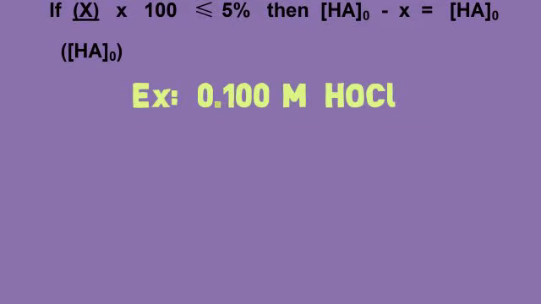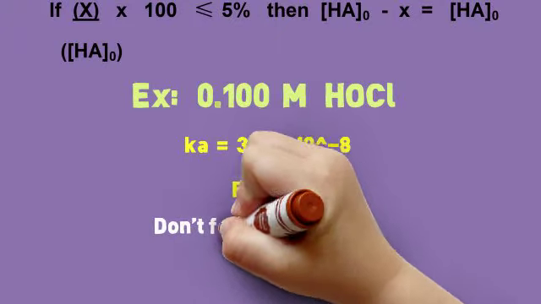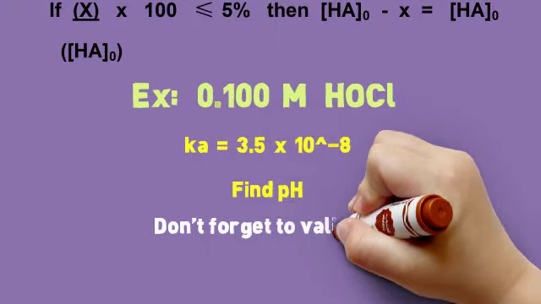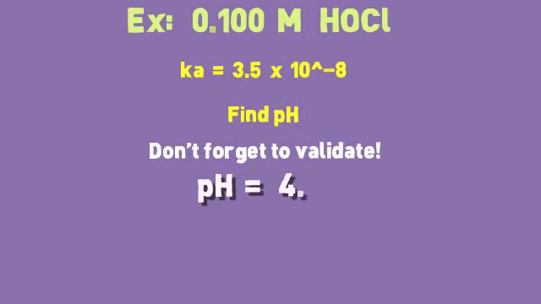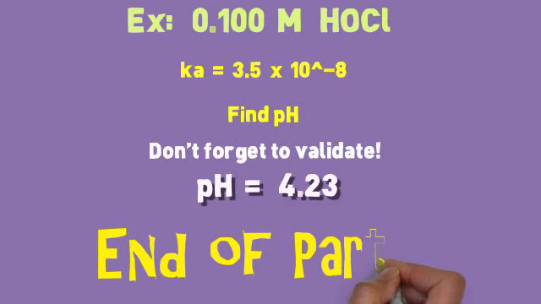0.100 molar HOCl. You go through all the steps. There's the Ka, and I want you to find the pH. And I'm not showing you any of them. Here comes the answer. Pause if you don't want to see it. Don't forget to validate. Here's the answer, 4.23. You go through all the steps and make sure you can figure that out. This is end of part 6.